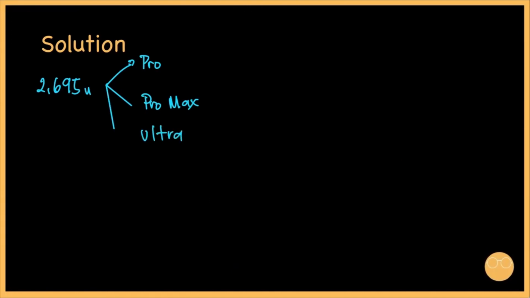Remember that for the Pro, we will have 5 over 10 or 1 half, meaning that out of the 2,695 units that should be sold for Apple Bigel Company to reach the break-even point, it needs to sell 2,695 multiplied by 1 half. That will be 1,348 units. Then for the Pro Max, it needs to sell 3 over 10 out of 2,695, and that will be 809 units.